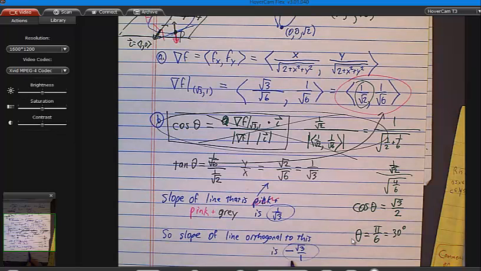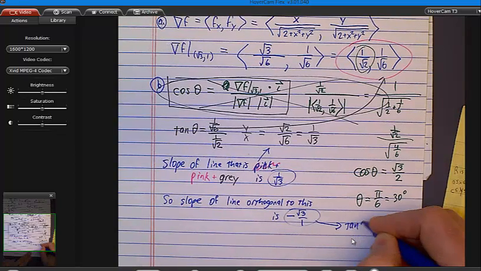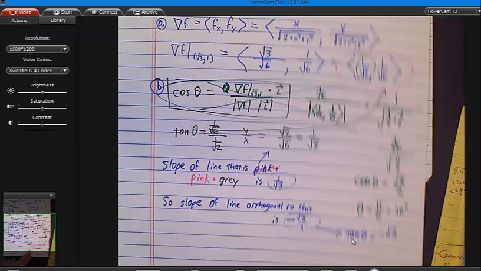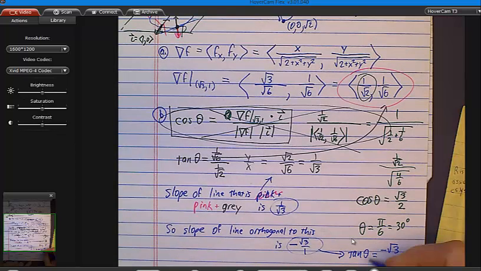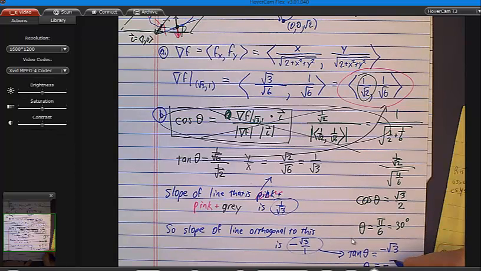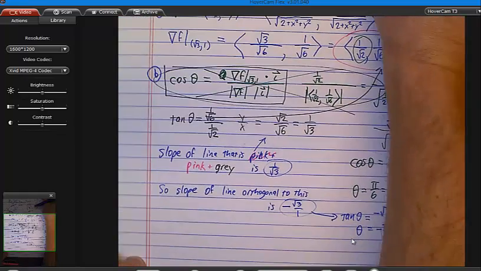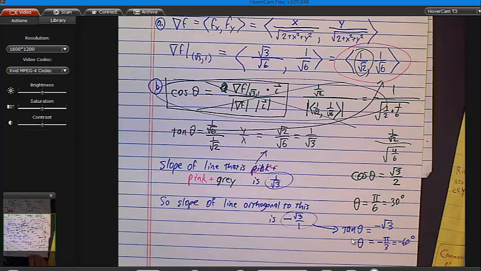Well, okay, I'm not there yet. They want the angle, but you could do this: tangent of theta is negative square root of 3, and you could inverse tangent that. What'd you get? Negative 60. Negative pi over 3 or negative 60 degrees. We'd probably want degrees for this kind of situation. How we doing so far, guys? Okay?